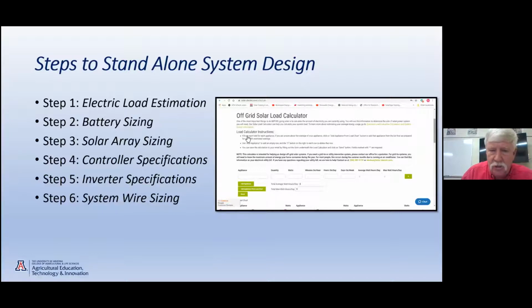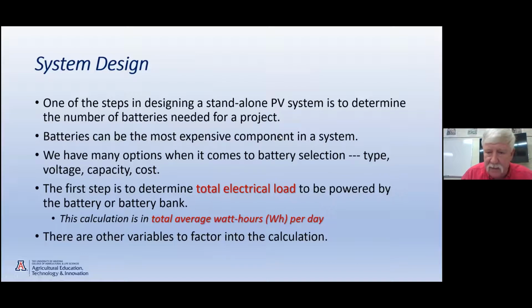What I want to do is show you, this is an off-grid load calculator, and I've got this linked. Whoop, maybe I didn't get that linked. Okay.